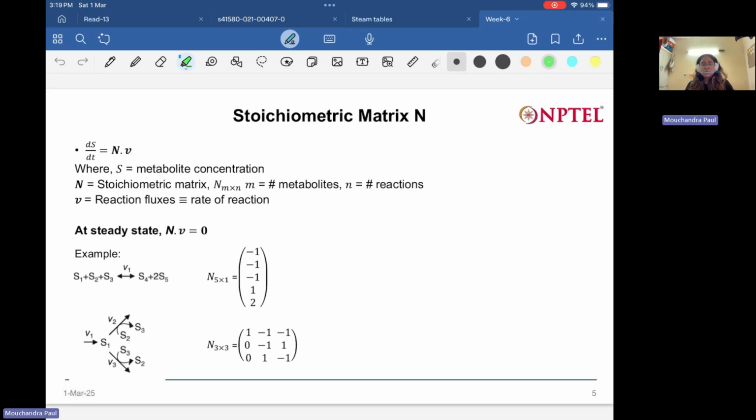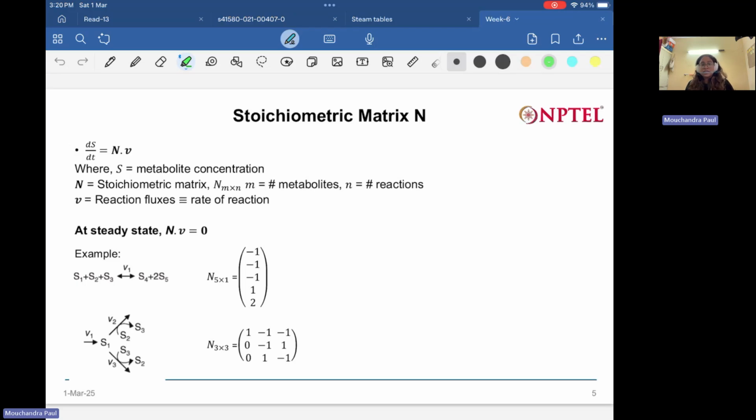So this week we learned about what is stoichiometric matrix. These matrices are very much useful when you're trying to do material balance problems for a complex system like a metabolic pathway where multiple reactions are involved and you want to do material balance for different components involved in that reaction.